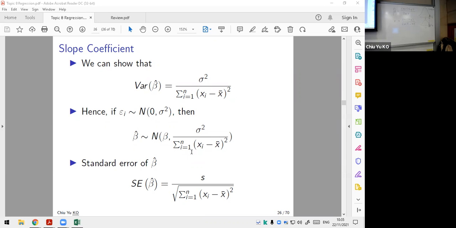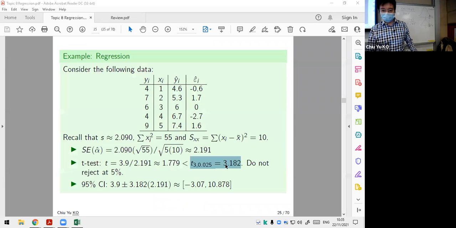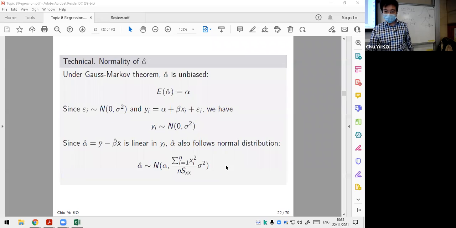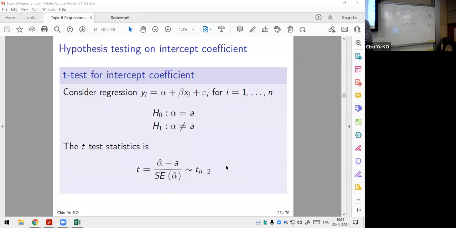Okay, so let's resume. Just to remind you that what we talked about today is our estimator beta hat. Before the break, we talked about how to do the hypothesis testing on alpha, and we need to make an assumption that epsilon i follows a normal distribution like this, centered at the most likely value with the bell shape.